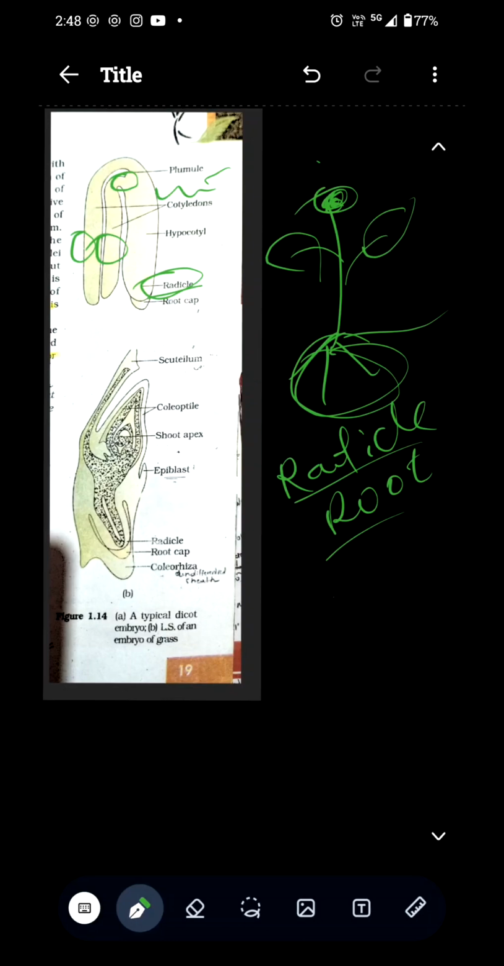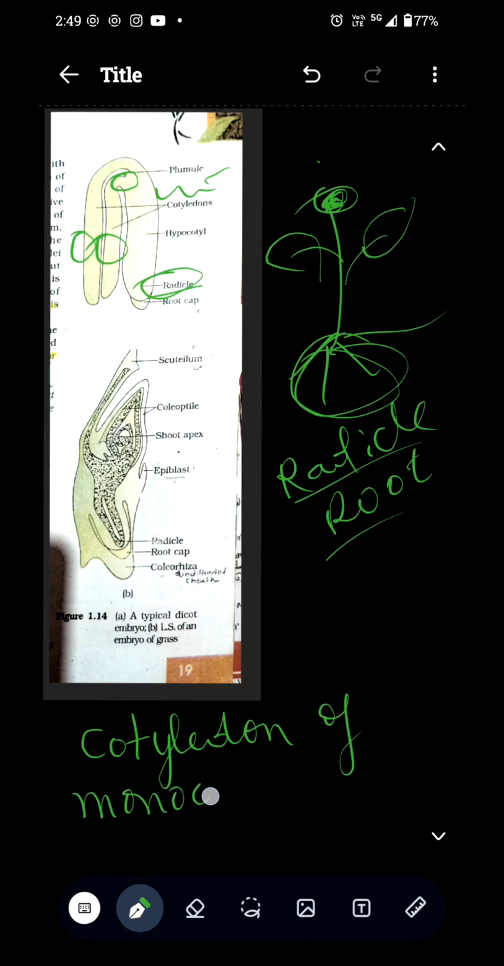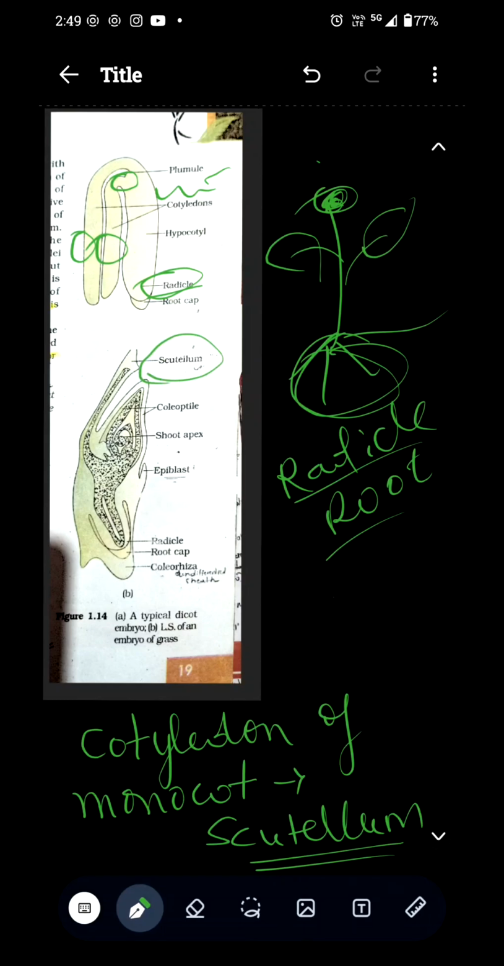and hypocotyl. So the next diagram is the embryo of the grass, that is, you can say this is a monocotyledon family. So in the monocotyledon family we can see only one cotyledon. Can you observe the one cotyledon, that particular cotyledon, and this is very, very important, so don't forget this one: the cotyledon of monocot is called scutellum. You must remember this one. The cotyledon of the monocot is called scutellum. That is already shown here. Only one cotyledon we have.